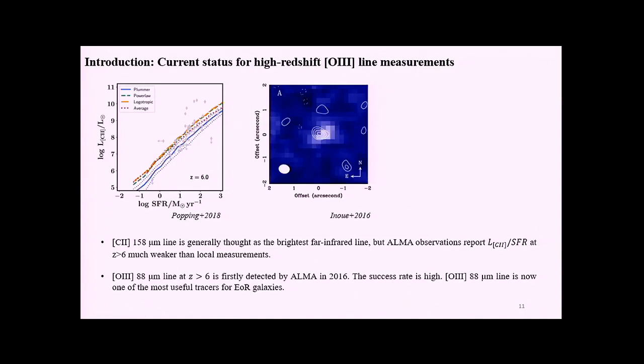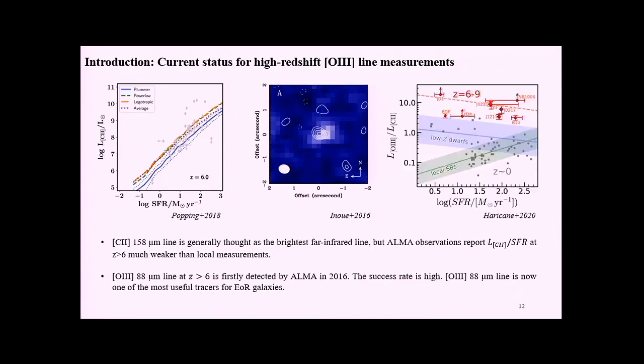But luckily, the O3 88 micron line is predicted to be detectable by ALMA, and it was first detected in 2019 from a high redshift galaxy named NB1006. The O3 signal for this galaxy is highlighted by the white contours in the second figure. After this discovery, today ALMA has already successfully resolved tens of galaxies in their O3 88 micron line.